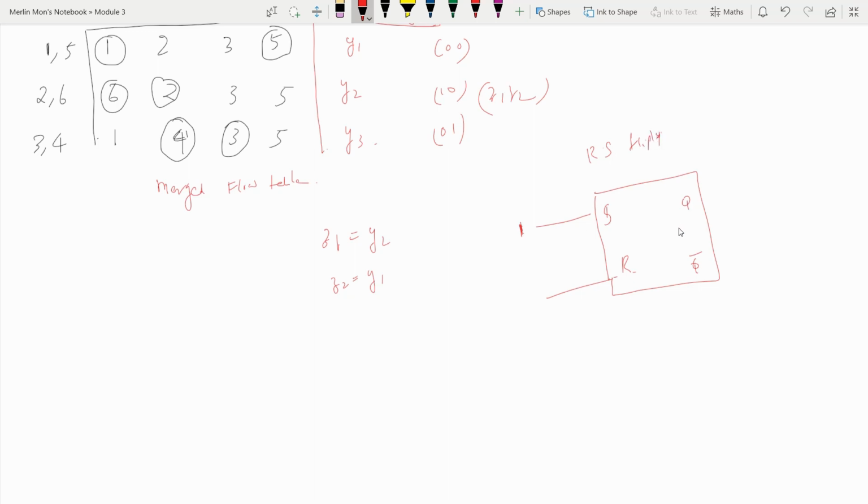So this output works like this. If you give a 1 at the S input, this means this is set. S means set, and R means reset, simply speaking. So if you give a 1 here, the output Q will become 1, and Q complement, the complement of Q, will become 0.